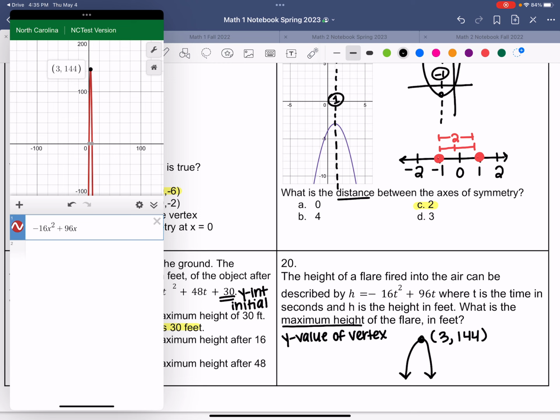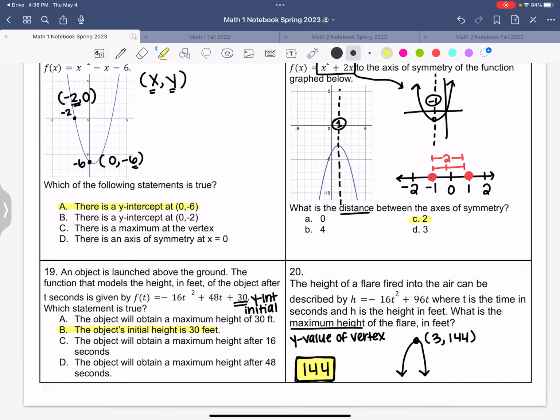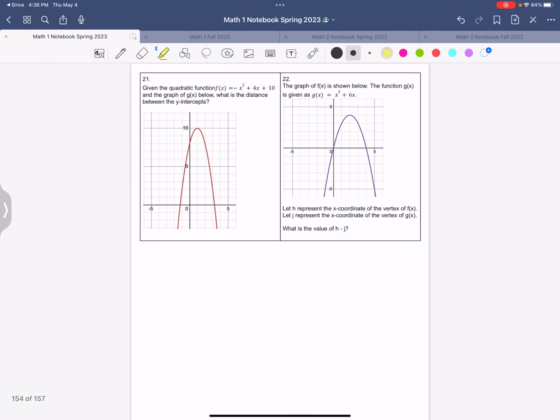So if this is a free response, you would simply type in 144. You do not need to type in the word feet or FT or anything. You just need to type in the number. Last page.